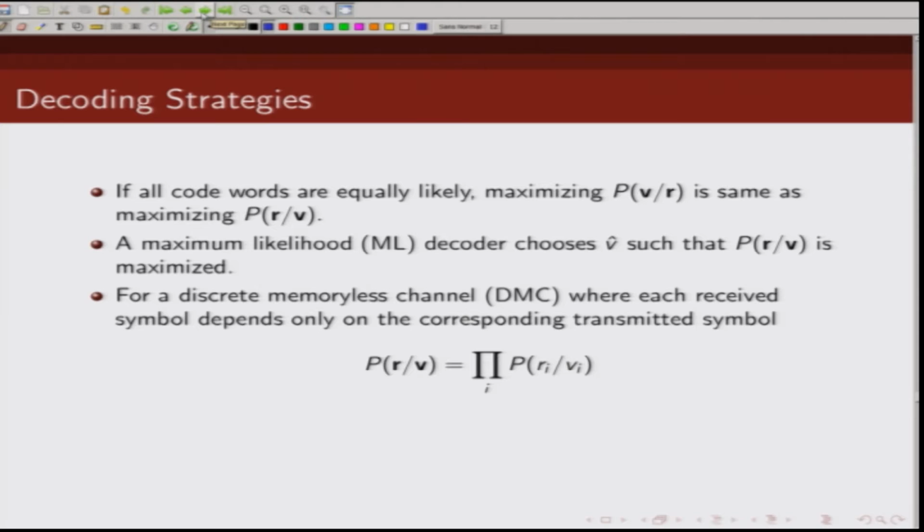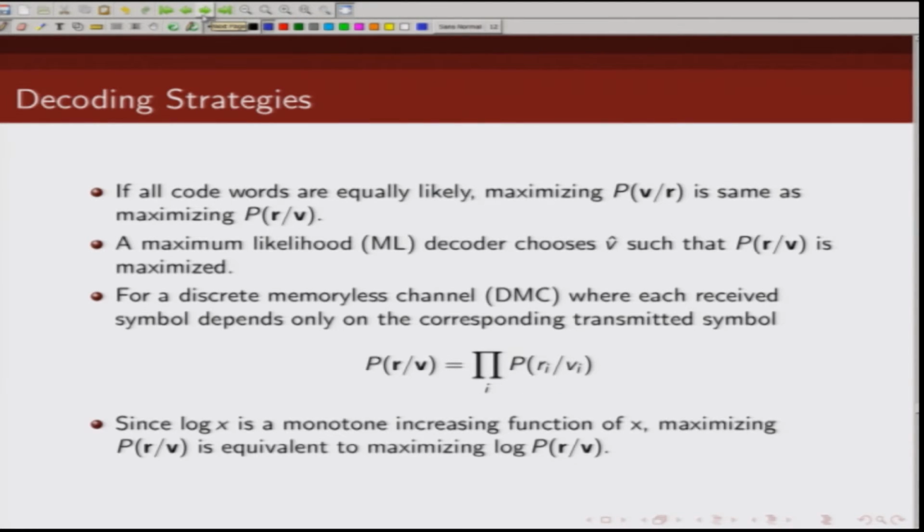Now, if we consider that our channel is a discrete memoryless channel, we can write the probability of the received sequence R given the transmitted sequence V as a product of these individual probabilities. If that happens, then we can further simplify our maximizing criterion. So, maximizing this is the same as maximizing this.